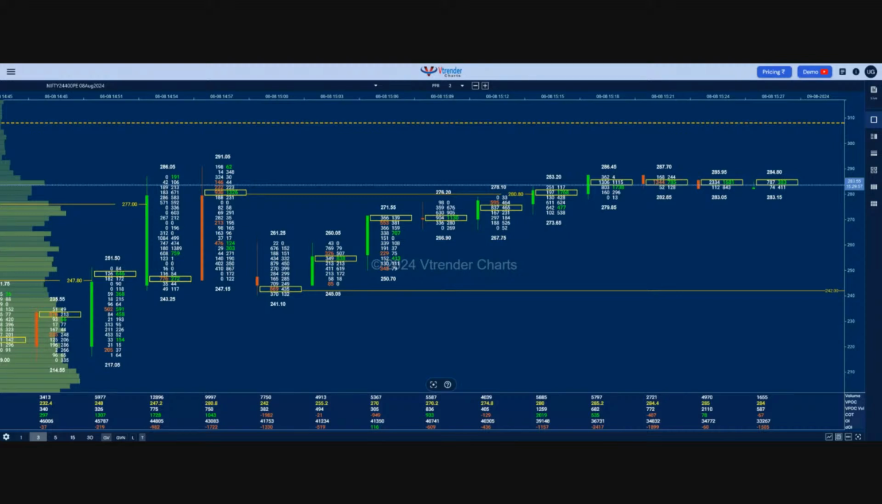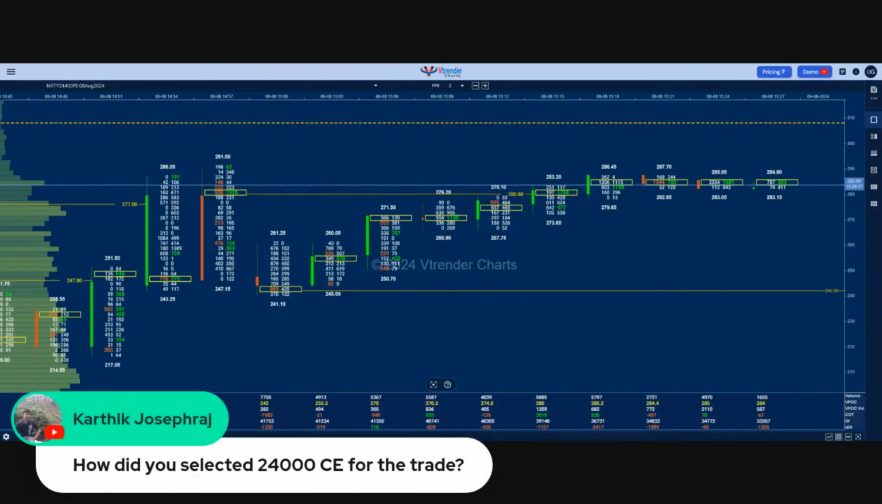Karthik has a query. He's asking, how did you select the 24,000 call for the trade? We have something called the spectrum in the option suite of VTrender charts. Generally, I tend to select the lower end of the spectrum for the call and the upper end of the spectrum for the put. So 24,000 was the lower end of the spectrum today, so I was looking at that call.